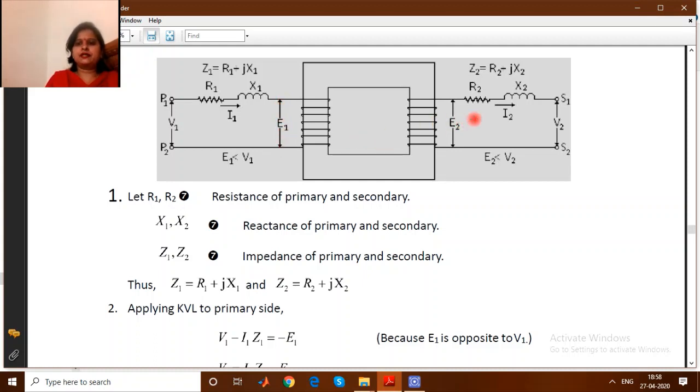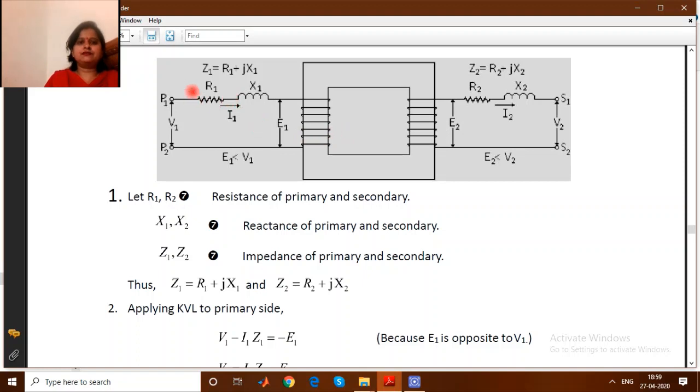Now on the secondary side, V2 is the load voltage or terminal voltage, R2 is the secondary winding resistance, X2 is the secondary winding reactance, I2 is the secondary winding current, E2 is the induced EMF in the secondary winding. So this is actually the circuit diagram of an actual transformer or practical transformer. In the ideal transformer, these R1, X1 and R2, X2 are absent.